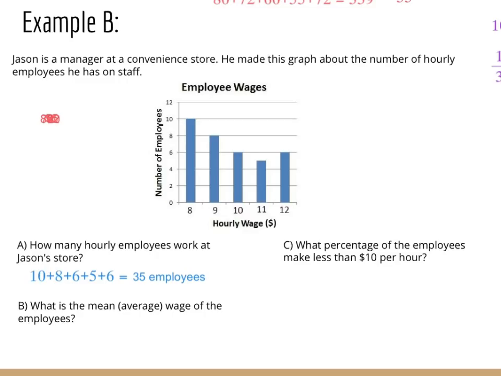So we have to figure out what is the average wage of an employee at Jason's store who works there hourly. Now, I can't just add 8 plus 9 plus 10 plus 11 plus 12, because that would only be 5 employees, and we just figured out that there are 35 employees. So I have to figure out how much each column makes as a total amount of money, and then add it up and divide by the total number of employees, which we just figured out was 35.